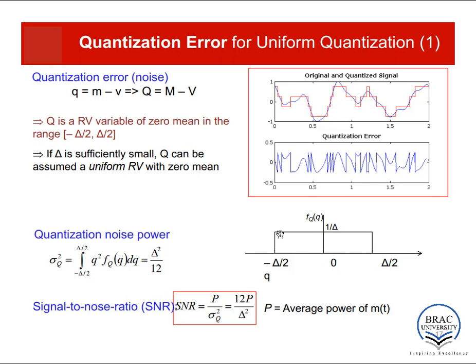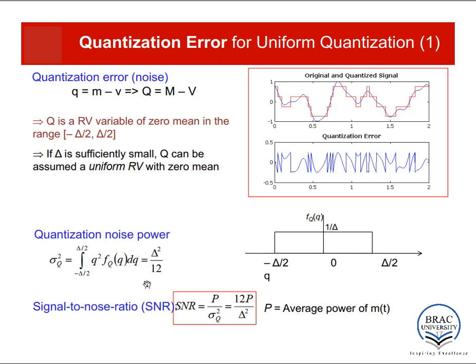We can calculate the power of a uniform RV, and this is the formula. Don't bother about the formula, just understand that the power of this quantization noise is delta square by 12. So if we know the delta, then we will know the quantization noise power. This is the noise power.